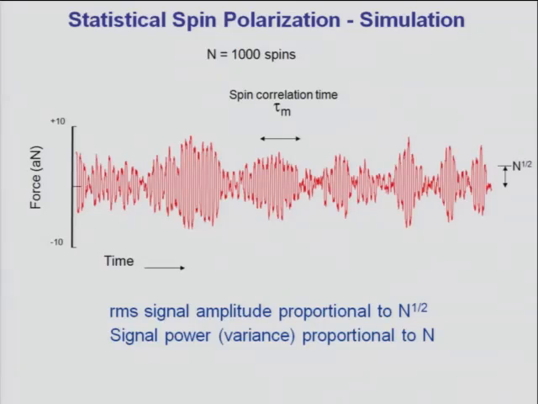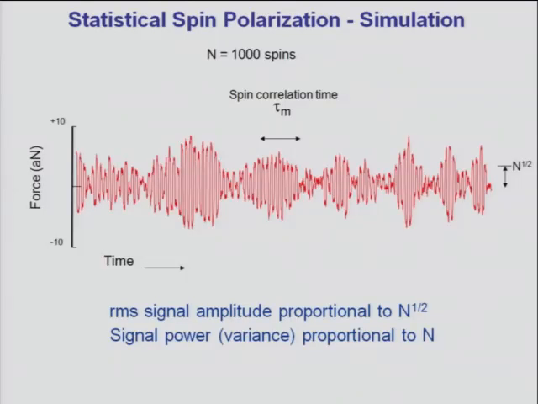And this is a simulation. You can see from this signal that the noise looks pretty random. Of course, we're starting out with some random statistical polarization, so that would be expected. And you can see that it has some correlation time that you can sort of see here. What's important here is that the amplitude of this noise is given by the square root of n, the square root of the number of spins.